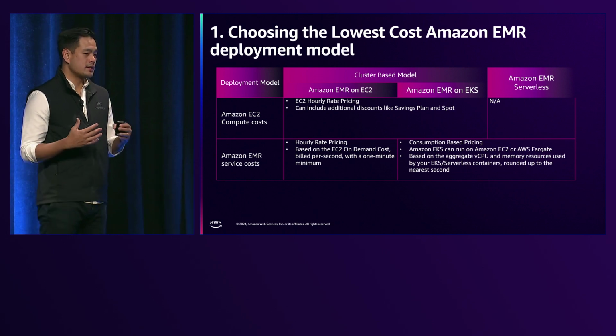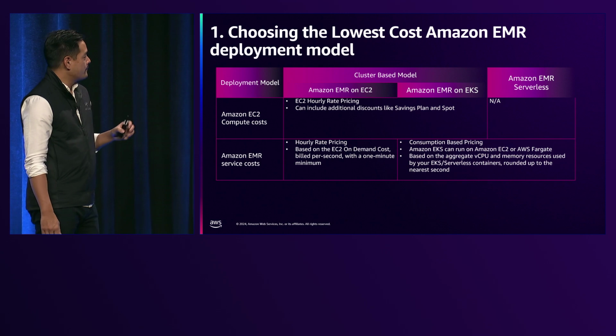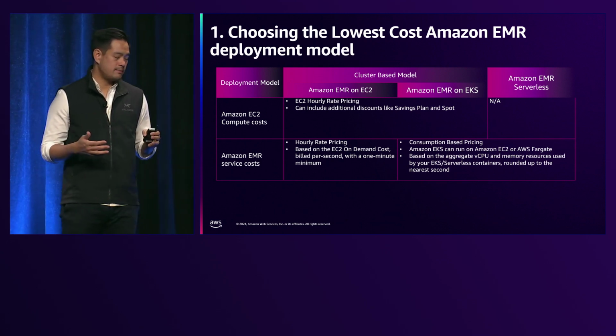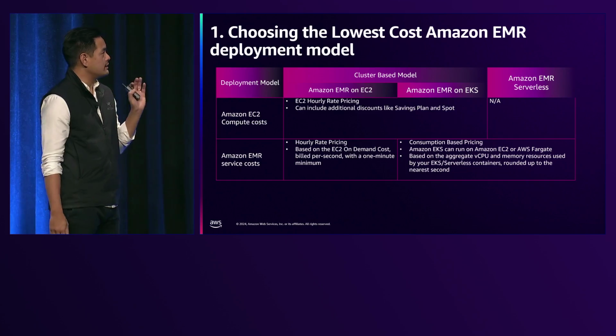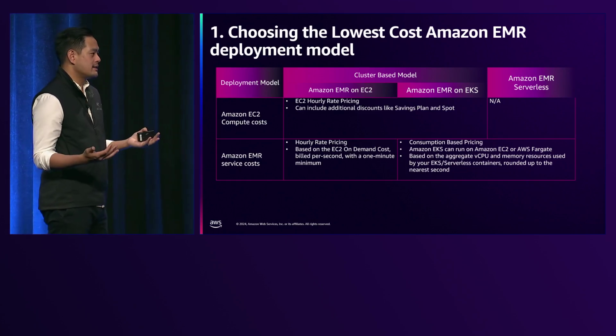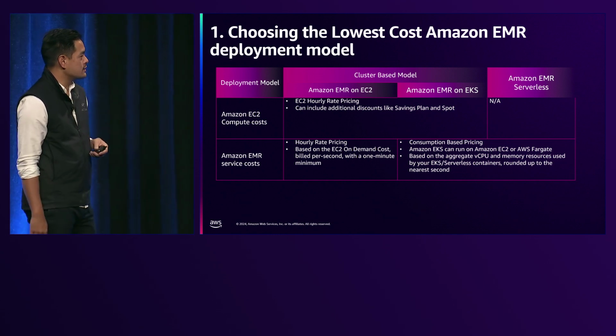EMR Serverless runs completely in our own account, so there are no EC2 costs here. For the EMR service costs, with EMR on EC2, it's a very similar pricing structure as EC2, where it's an hourly pricing dependent on the size of the instance, usually around 25% of the EC2 costs.